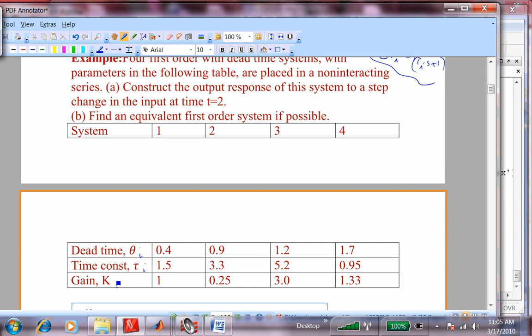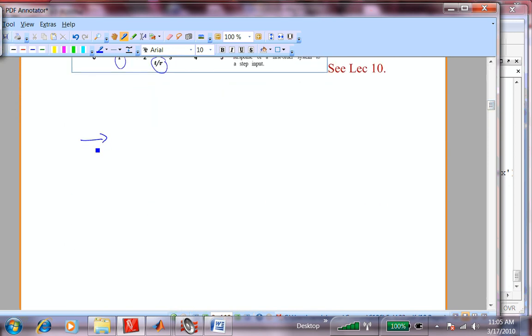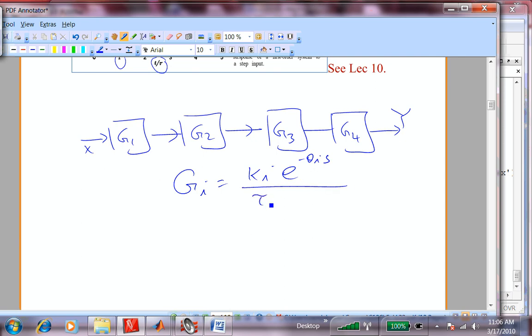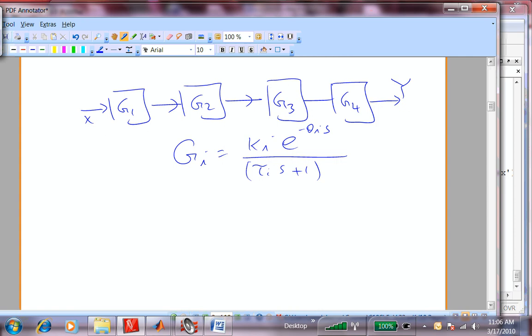And they are told that they are non-interacting systems in series. So how would the graph look like? If this is x, you're going to have g1, g2, g3, g4, and that is your output. We have already written what G_i looks like: k_i e to the power minus theta_i s divided by tau_i s plus 1. So what would be the effective transfer function? All of them multiply. In series, you multiply them. Later on, you will see for parallel systems, there you will have to add them up. So y divided by x is going to be equal to g1 times g2 times g3 times g4.